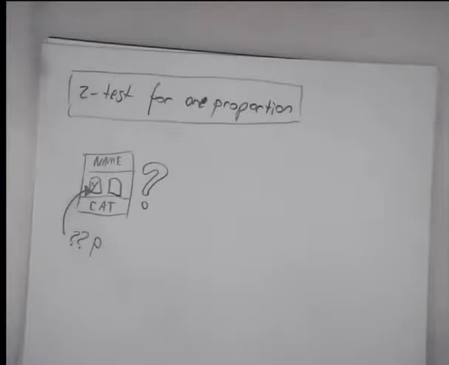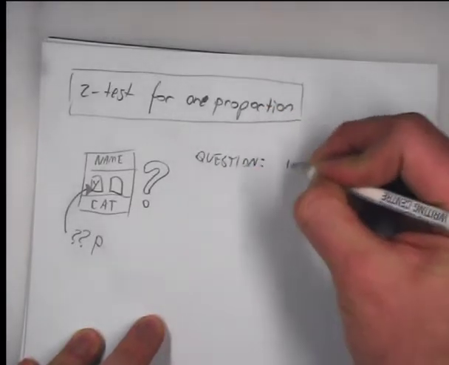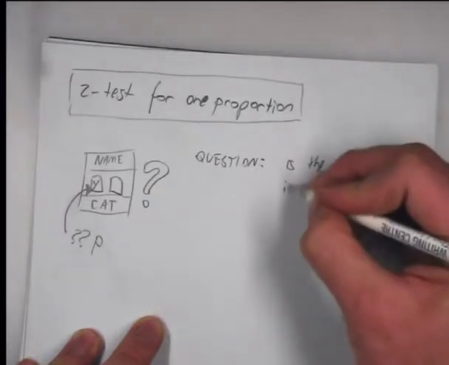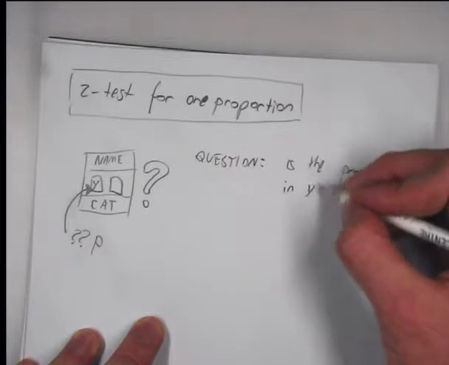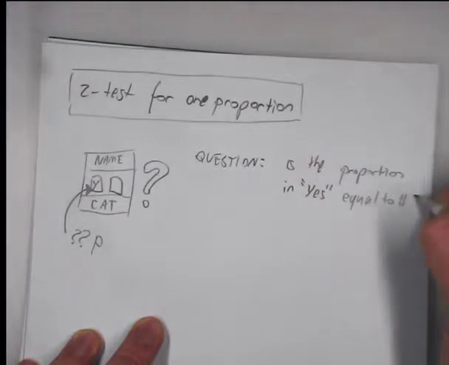So it might be male, female. It might be gets cancer, doesn't get cancer. It might be believes is going to vote for Greens, does not vote for Greens. It doesn't matter what it is, as long as you can classify one of them as your yes and the other one as your no, then you're in this situation. Okay, so the question that goes with it is something like, is the proportion in whatever category it is, but I'll say yes, equal to a particular number?